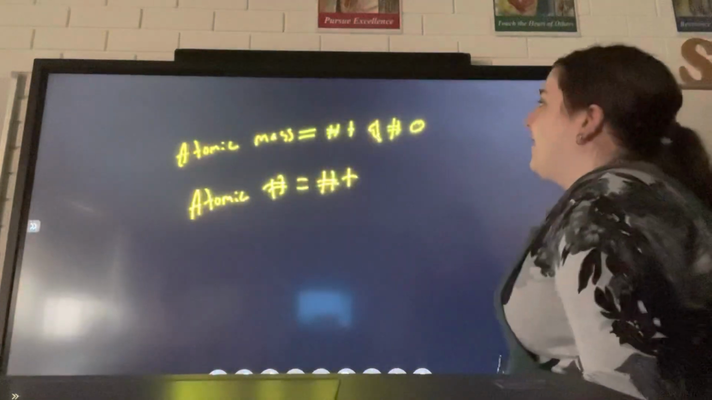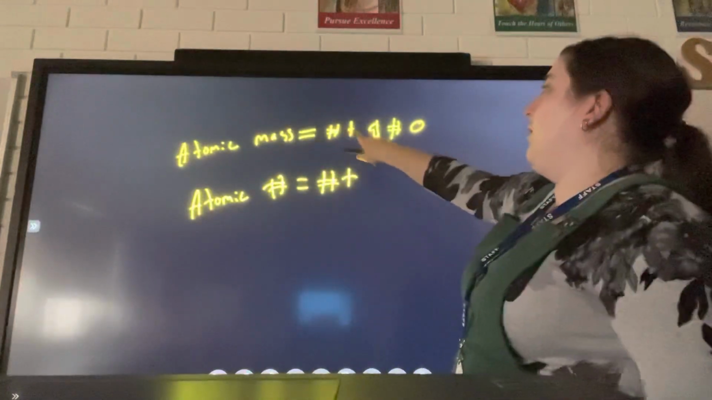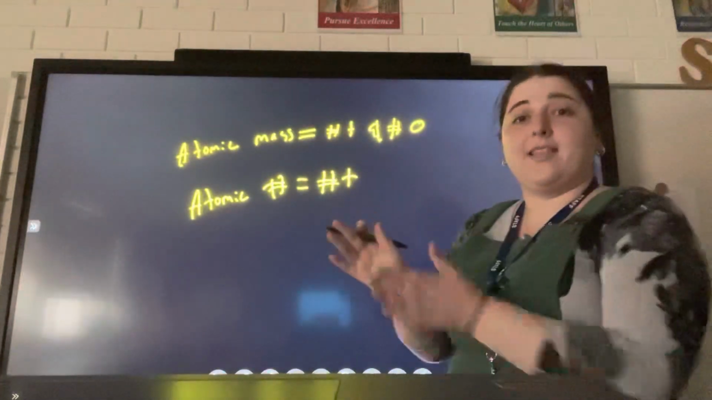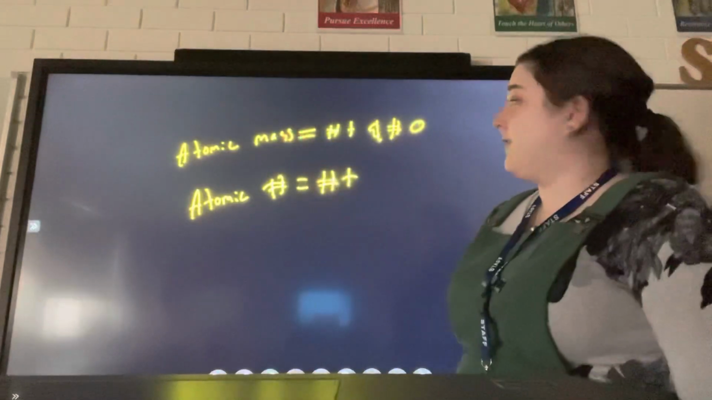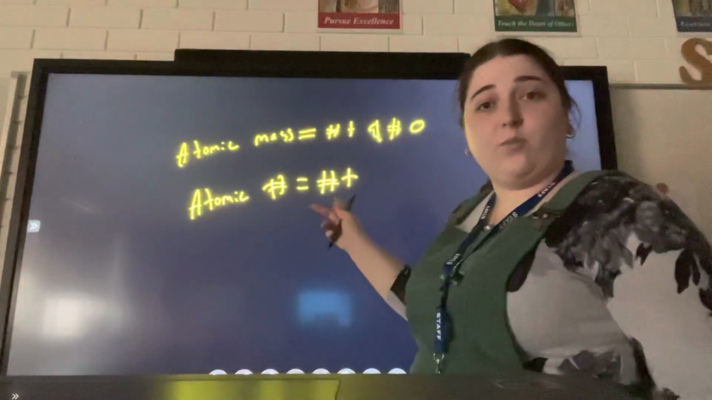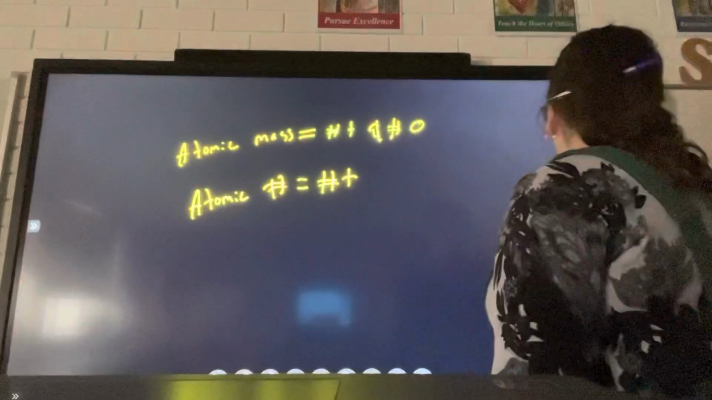Okay. Next, atomic mass is equal to the number of protons and the number of neutrons. Add them together, you have your atomic mass. Okay, atomic number is the number of protons that an element may have.